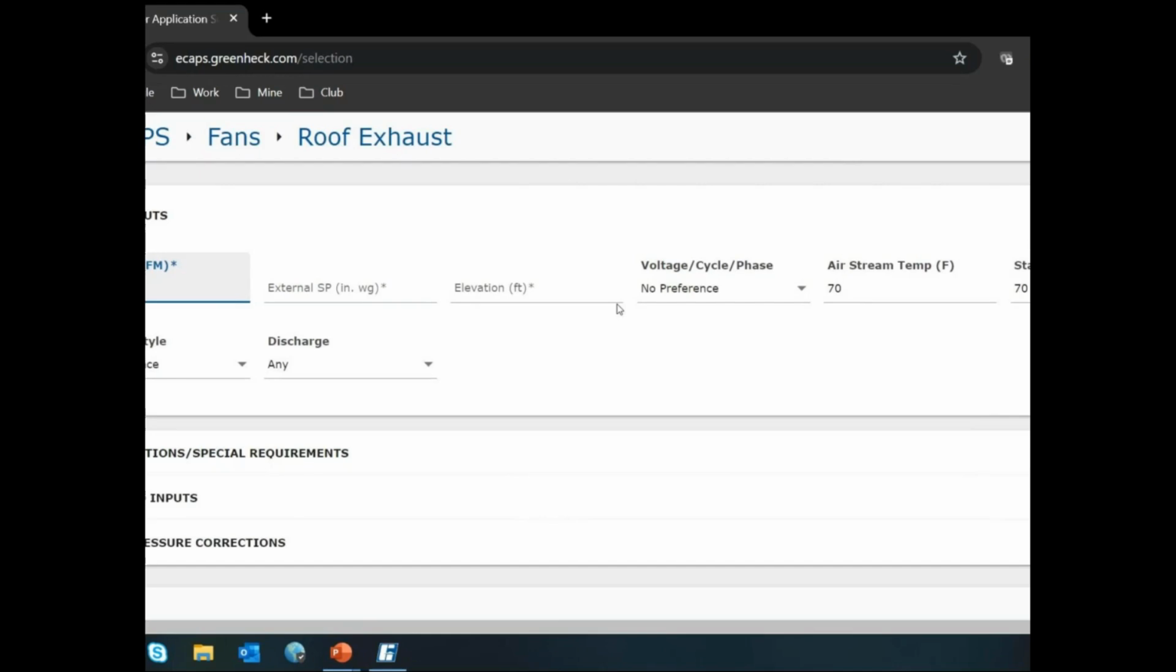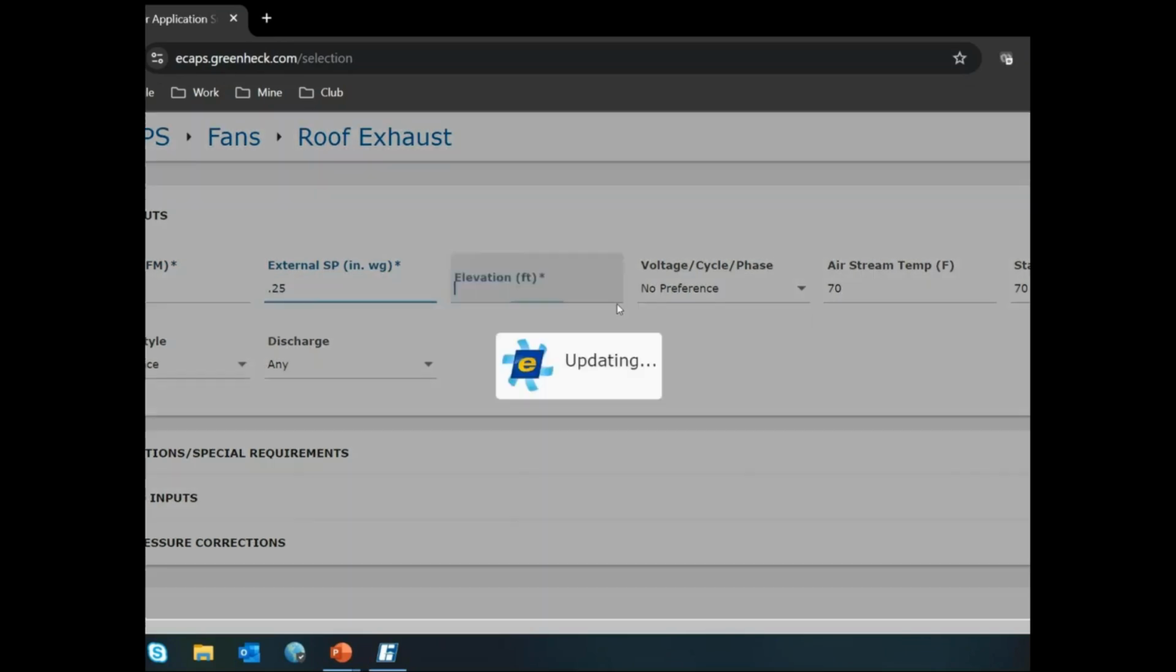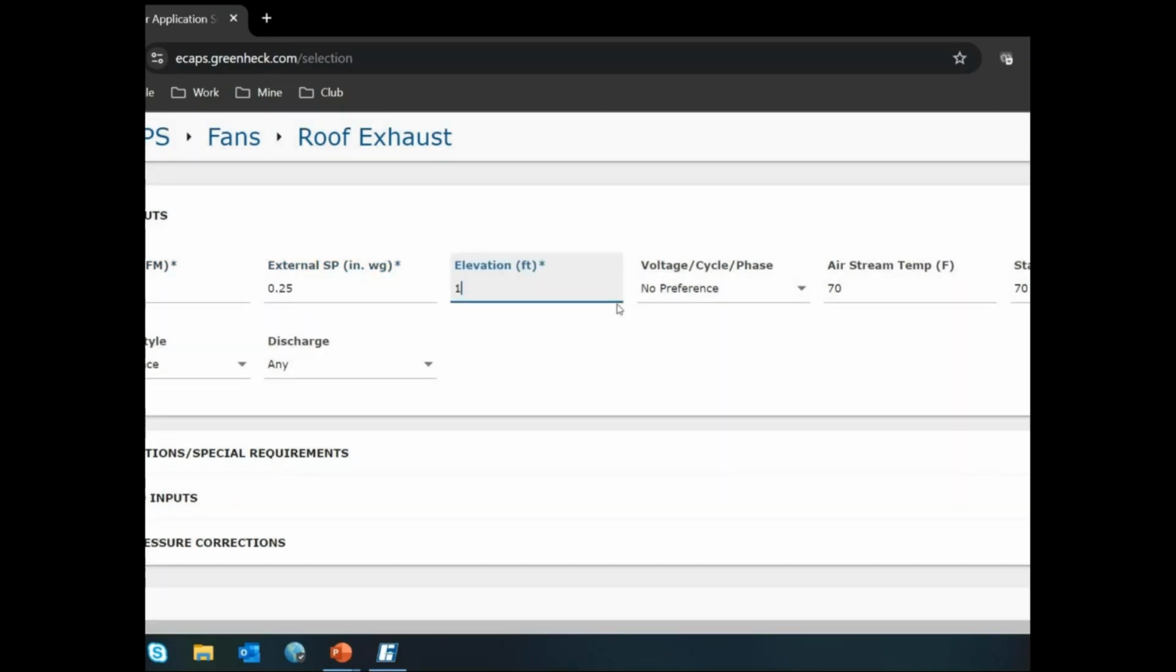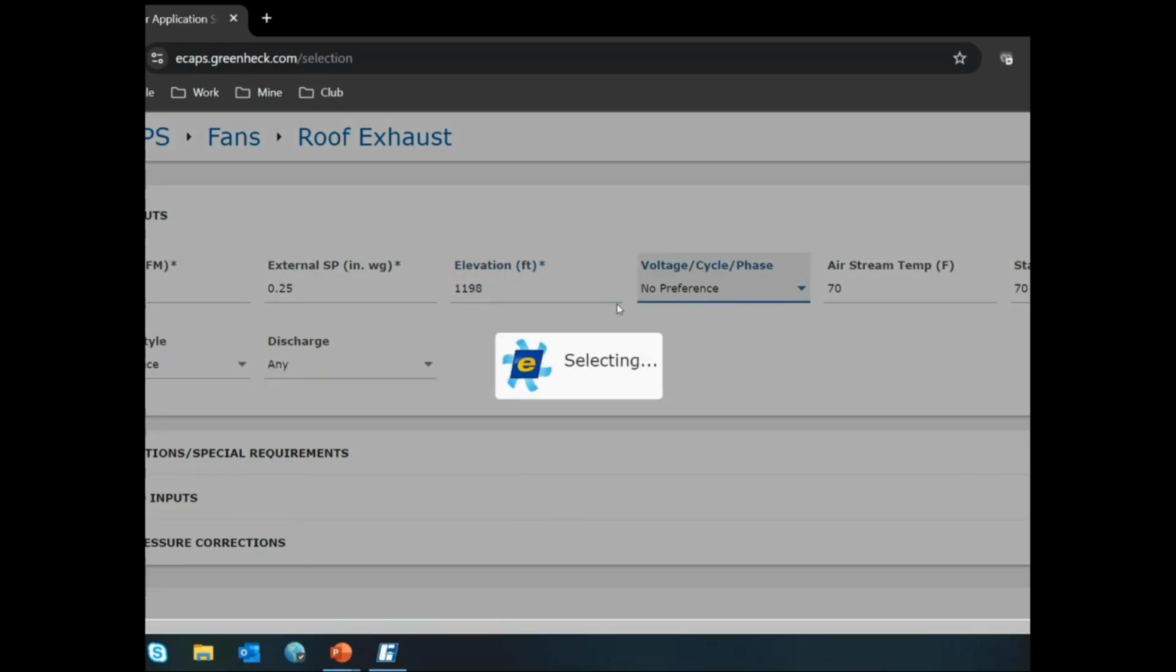Now eCAPS is looking at all roof exhaust fans. So this is good. Back to, am I making a good selection, right? This is not just giving me downblast. This is giving me everything that's on a roof. So here I'm gonna look at 2500 CFM, and we're going to be fighting a 1/4 inch of static pressure. And we're in Wisconsin today, or at least I am. So 1198 feet, right?